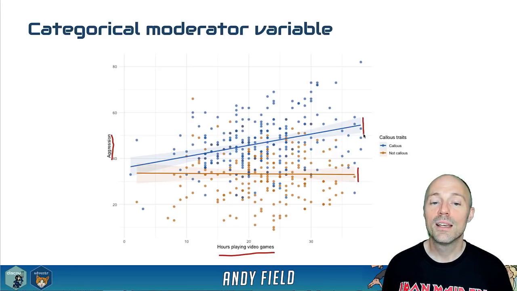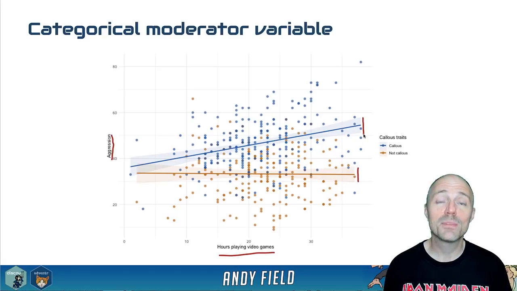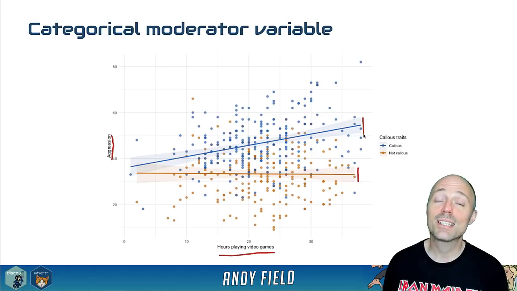We mean precisely what's going on in this graph, that the effect of playing video games on aggression is different in one of the groups than it is in the other group. And in this case, for those with callous unemotional traits, there's a positive relationship. Playing more video games leads to more aggression, whereas for those without callous unemotional traits, that relationship just isn't there. The more you play video games, it has basically no effect on your aggressive levels.